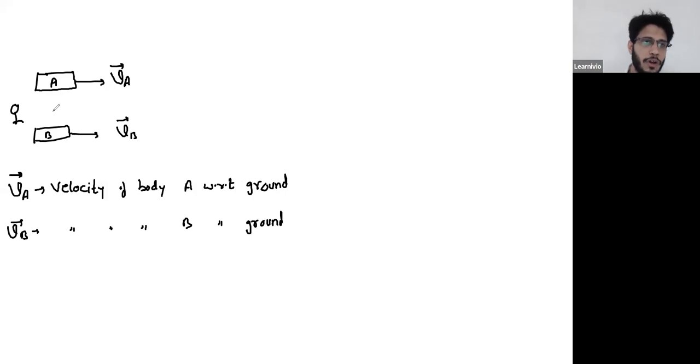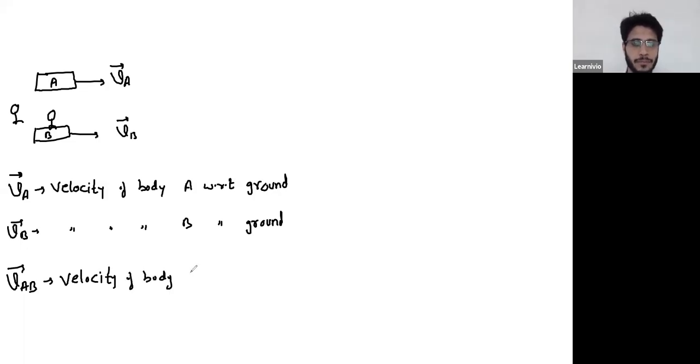If I put an observer on B, and I try to calculate the velocity of A with respect to an observer in B, then we write this as VAB. VAB is the velocity of body A with respect to an observer in B. Or we simply write this as the velocity of body A with respect to B.